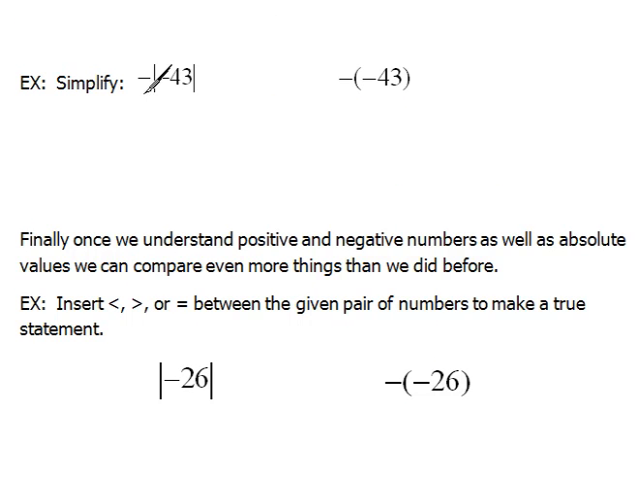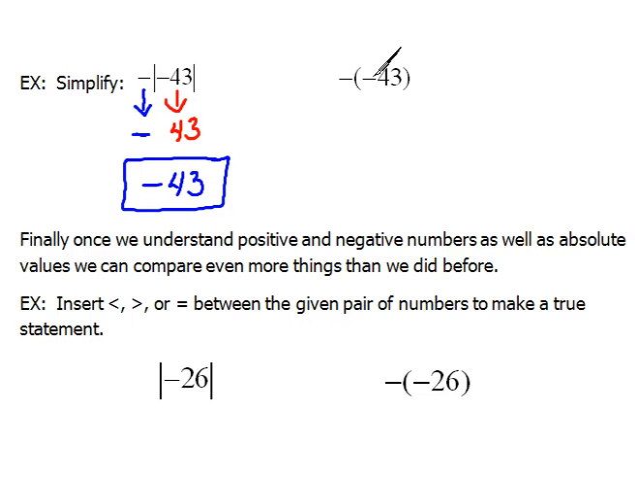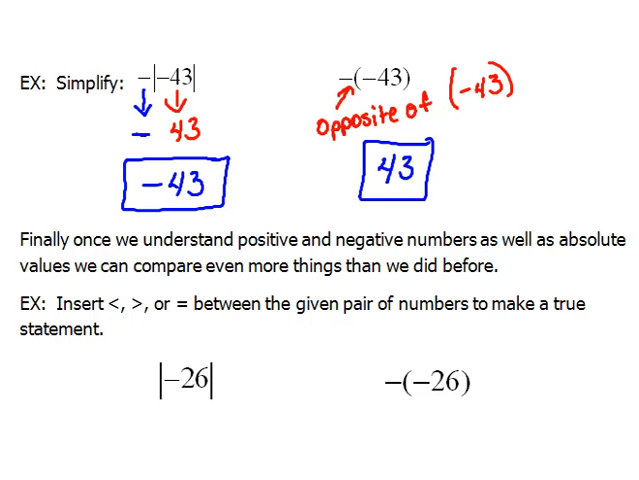Okay, a few more examples here along those lines. This says the opposite of the absolute value of negative 43. So we're doing the opposite of, well, negative 43 is 43 units from 0. So that would be negative 43. In our next example here, though, you see we don't have absolute value bars. We have parentheses instead. So this means something completely different. This says the opposite of negative 43, literally. And the opposite of, or the negative of, negative 43 would be 43.